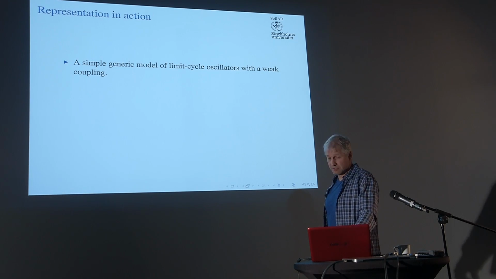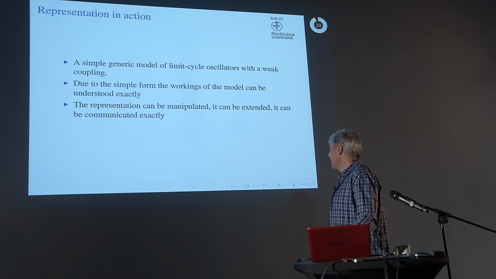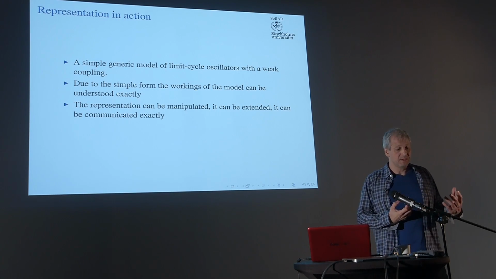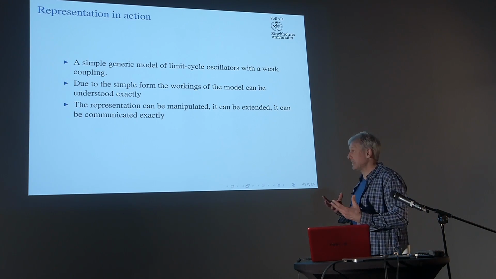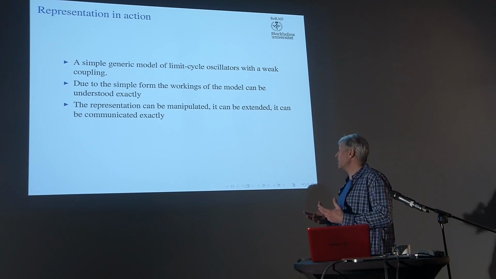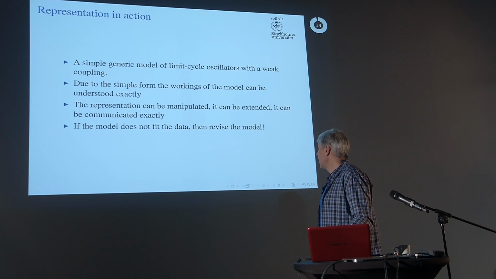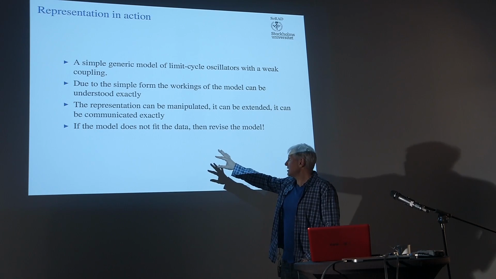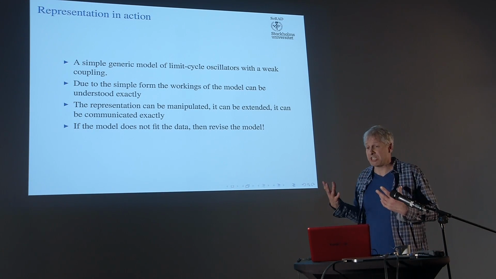Yeah, so this is what I'm saying more or less. We can understand such a system exactly, and the representation can be manipulated, so we can work with it. We want to say something about the world, but we represent it in a model, and then we can work on the model and hope that whatever comes out will actually fit our experiments. And if it doesn't fit, then due to that the model is easy to manipulate, we can change it.